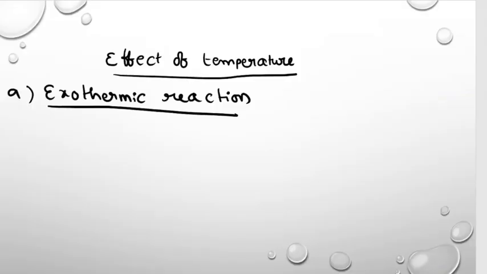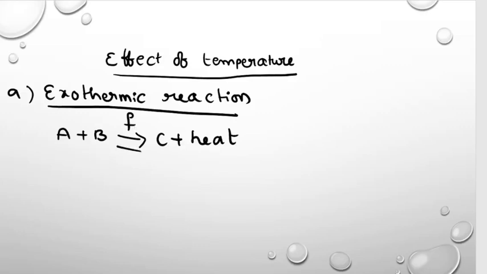Let us discuss the effect of temperature on equilibrium. In order to check the effect of temperature, we need to check whether the reaction is an exothermic reaction or endothermic reaction, especially the forward reaction. For example, if the forward reaction is exothermic, that means A plus B gives C. If it is an exothermic reaction, heat is produced as a product in the forward direction.